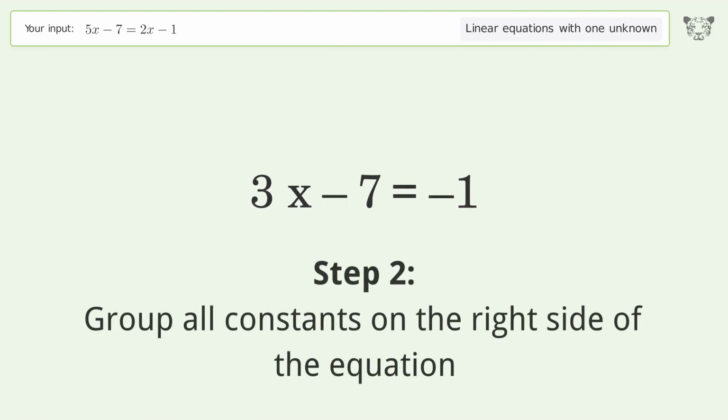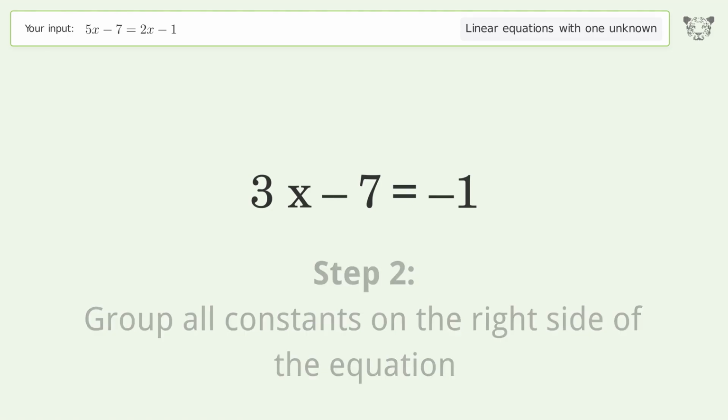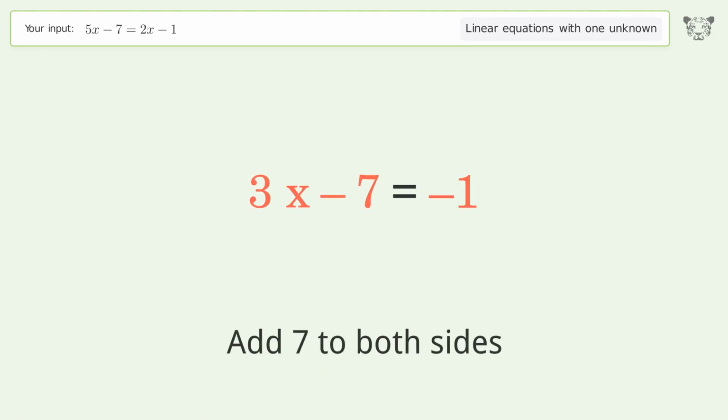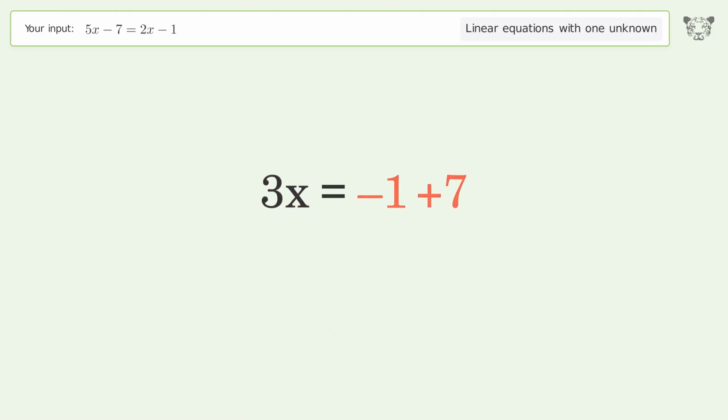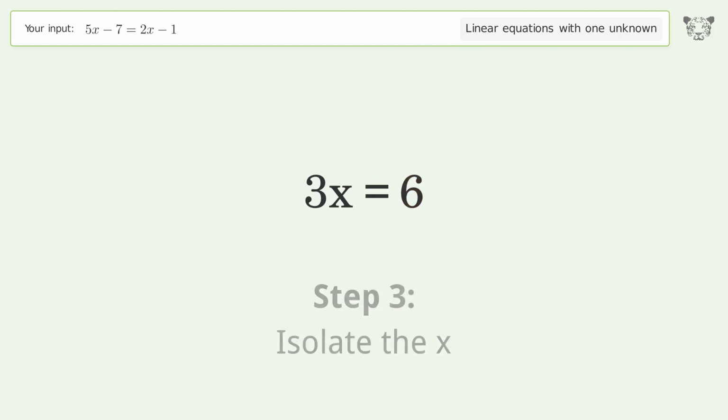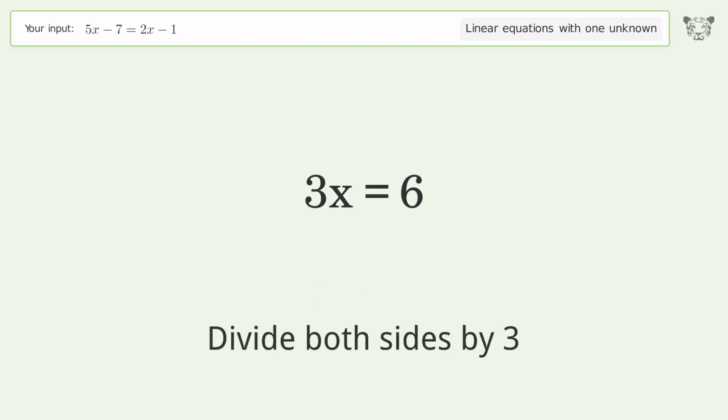Group all constants on the right side of the equation. Add 7 to both sides. Simplify the arithmetic. Isolate the x. Divide both sides by 3.